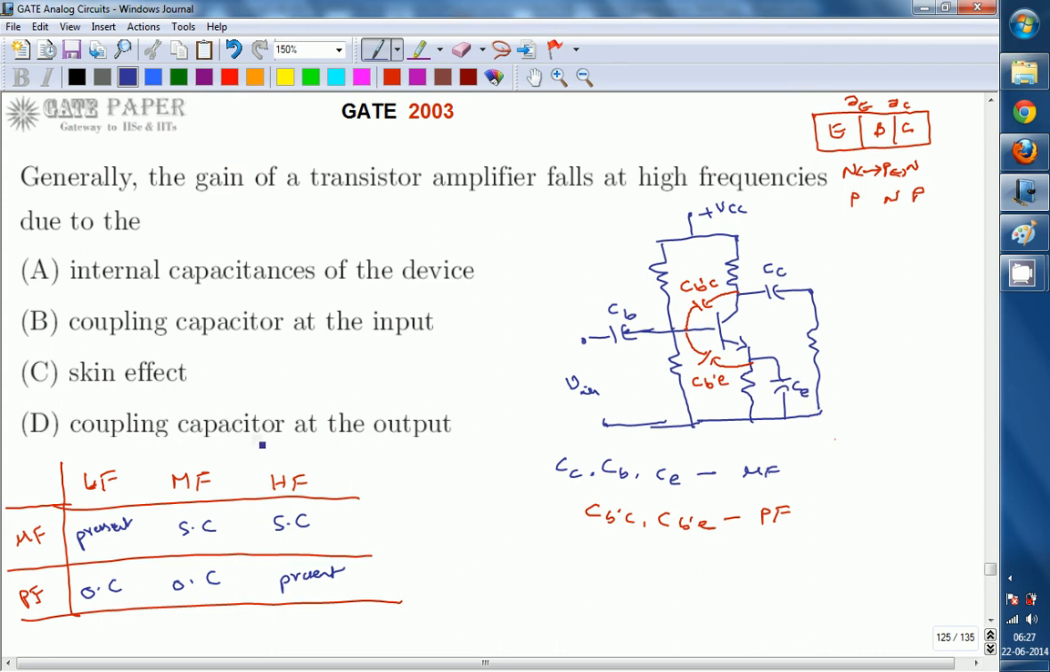That implies B is not the right answer, and D is also not the right answer. Out of A and C, A is the right answer. Skin depth is a totally different concept that is covered in electromagnetics. Now we will see how the internal capacitances reduce the gain.